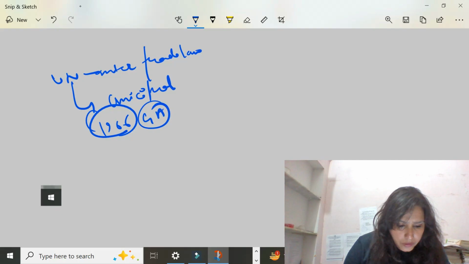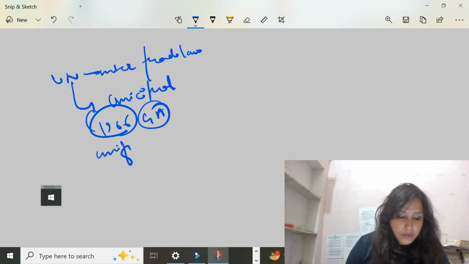So this was the inaugural one: UNCITRAL, the name was UNCITRAL, and the South Asia Conference. UNCITRAL was established in 1966. It is for international trade law.